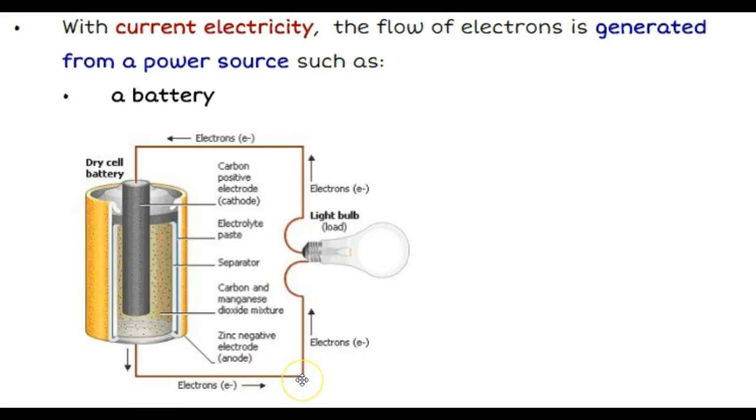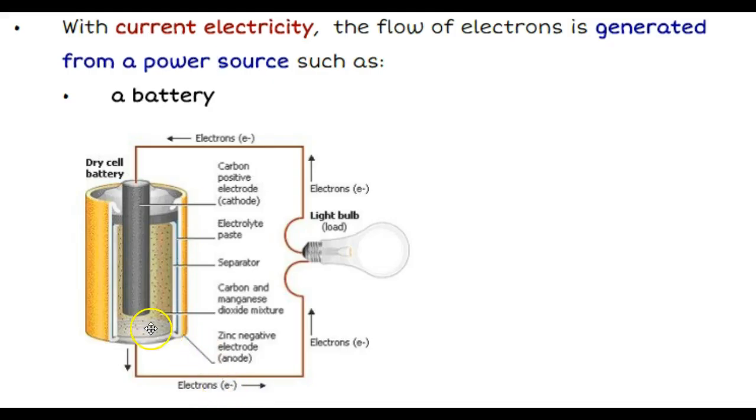But they're also going to be attracted to positive charges. So that's what's going to drive the flow of electrons through this conductive material back towards the positive end. But what is generating these electrons here, right?